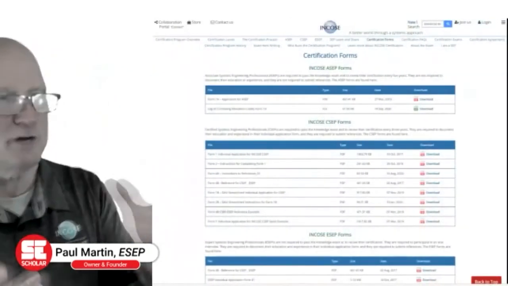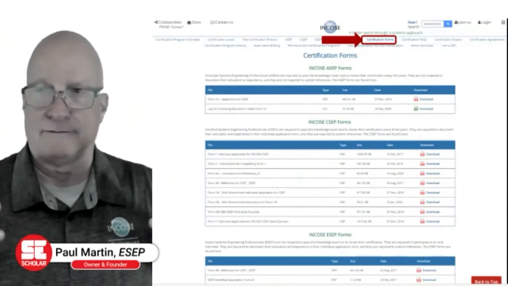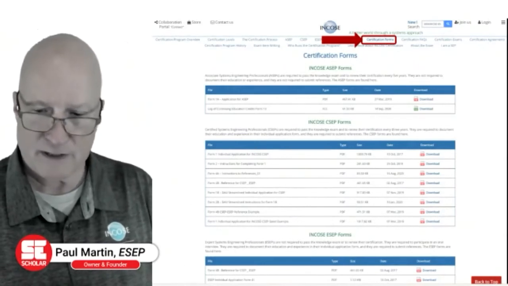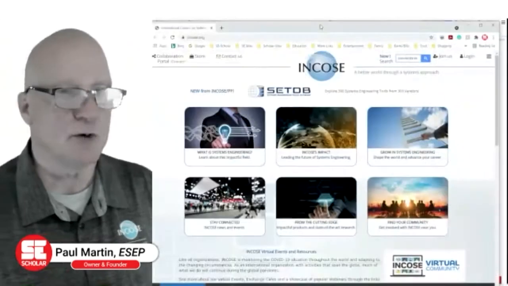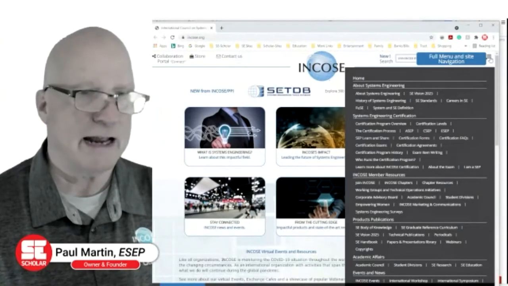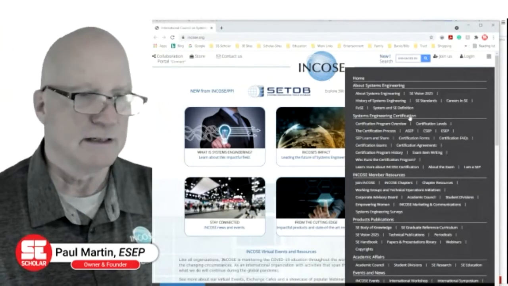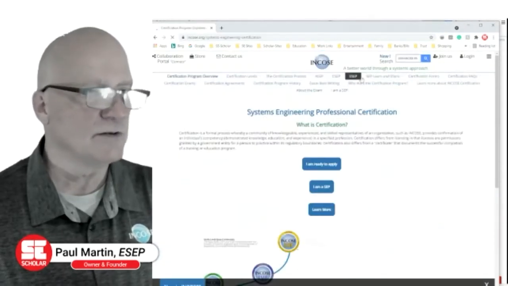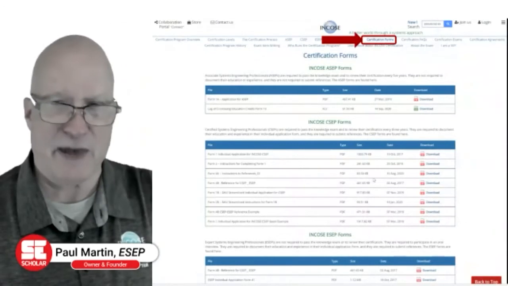Now to do that, first of all, download the forms, go to the website. And by the way, when you go to the website, I think I'm going to show this to you because you've probably been to the website many times. Basically, you just go up here and click the little hamburger thing. And here, this is the entire area of system engineering certification. And you notice here it says certification forms. But if you just go to certification here, it'll go in and you'll see certification forms over here. So go ahead and click on that and you'll get this page here.